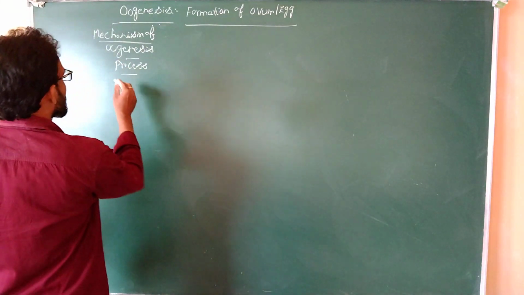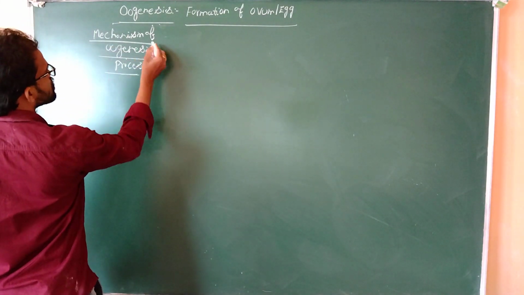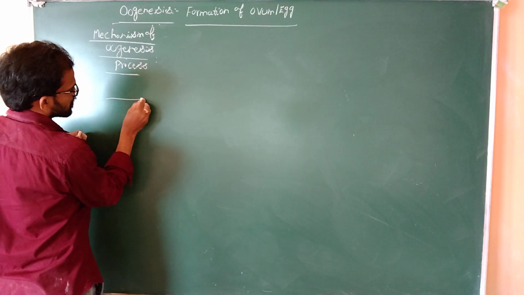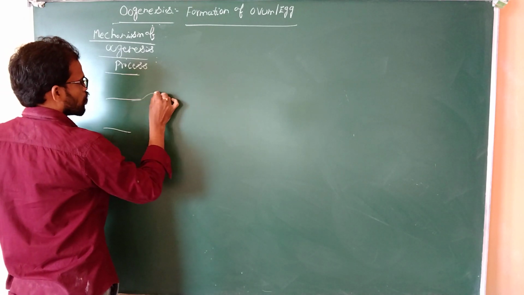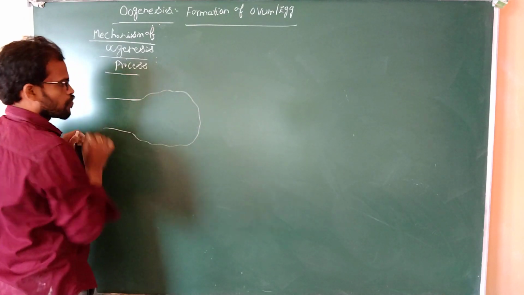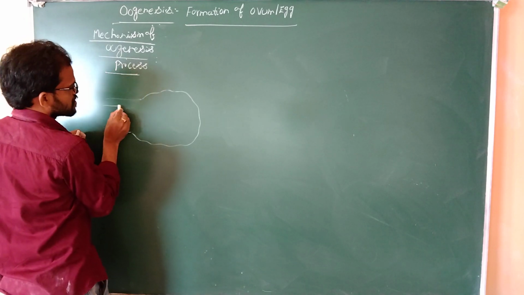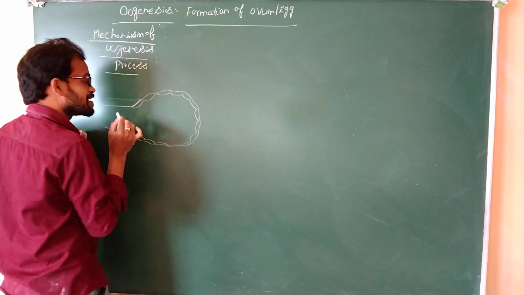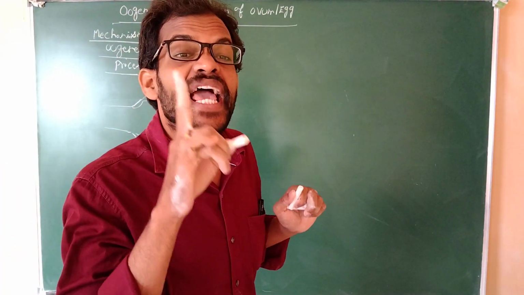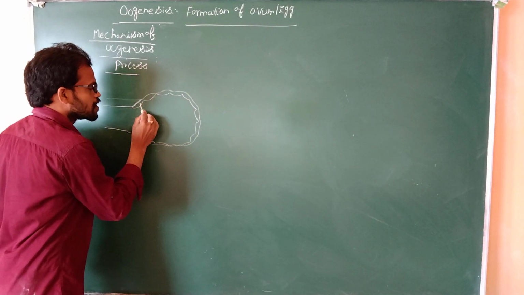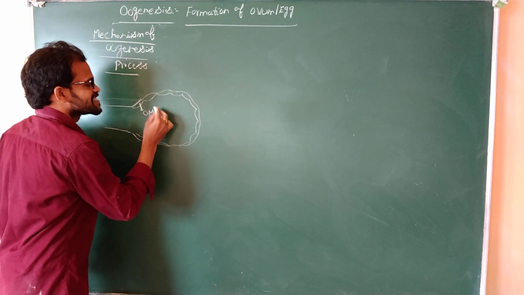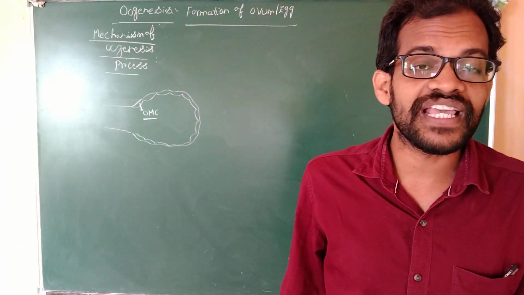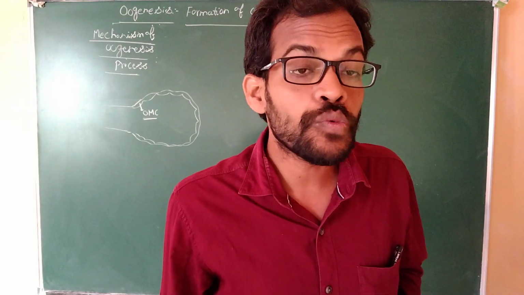Coming to the mechanism of the oogenesis process, here is an illustration of the ovary. The inner lining is made up of germinal epithelium cells. Germinal epithelium is nothing but oogonium mother cells, also known as ovum mother cells or oogonium stem cells.